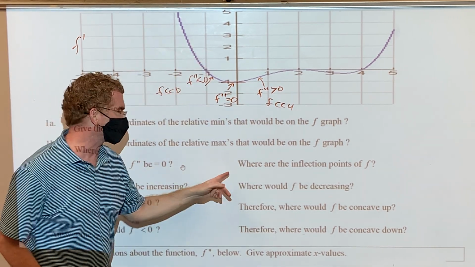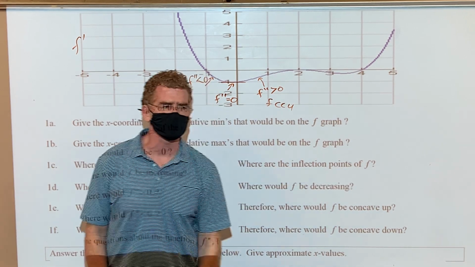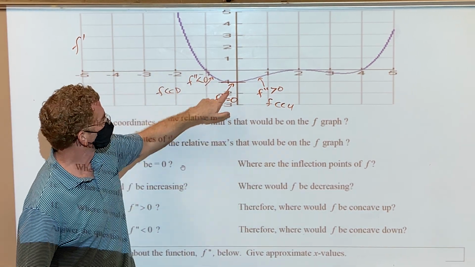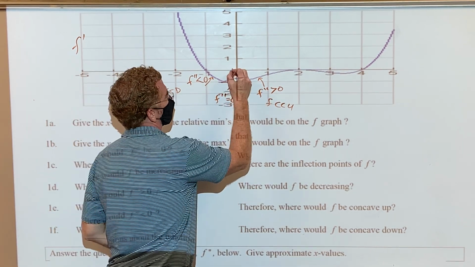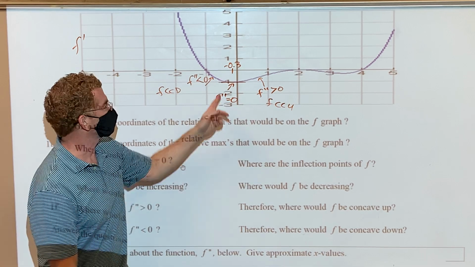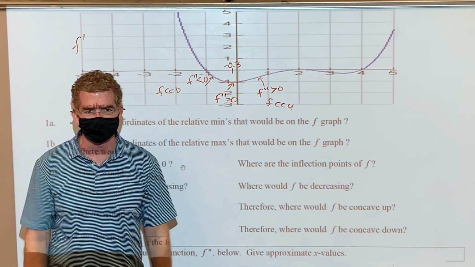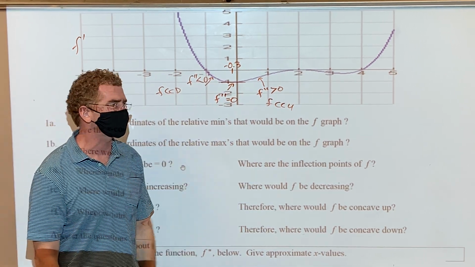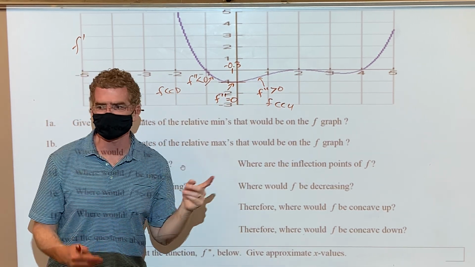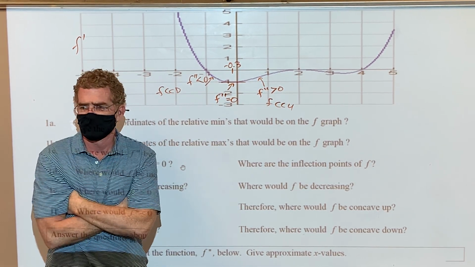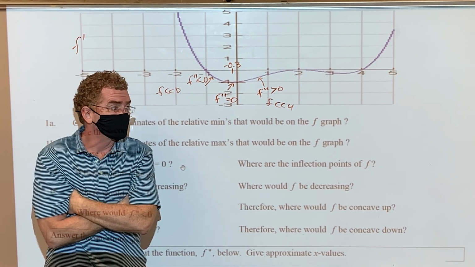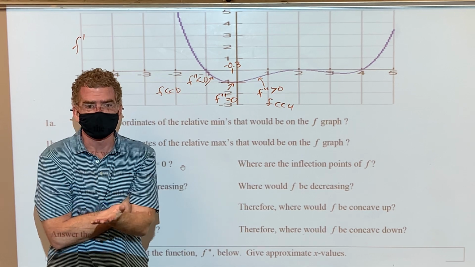If I ask, what are the inflection points? Justify your answer. It says where are they? So I'm going to say, that looks like about negative 0.3. I want to say, yeah, at negative 0.3 there's an inflection point. But if I say justify your answer, don't say because the function changed concavity. Because the AP reader is going to look at you and go, f? I didn't give you f, did I?